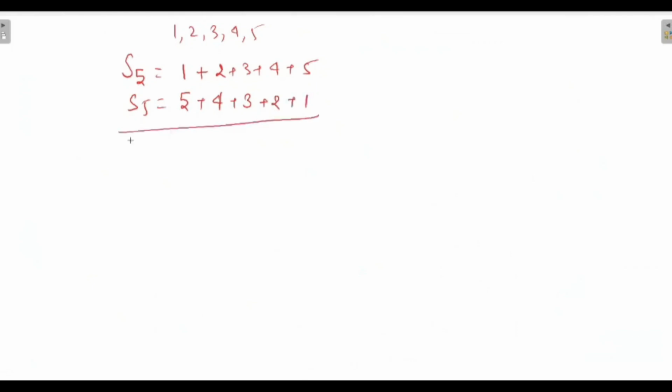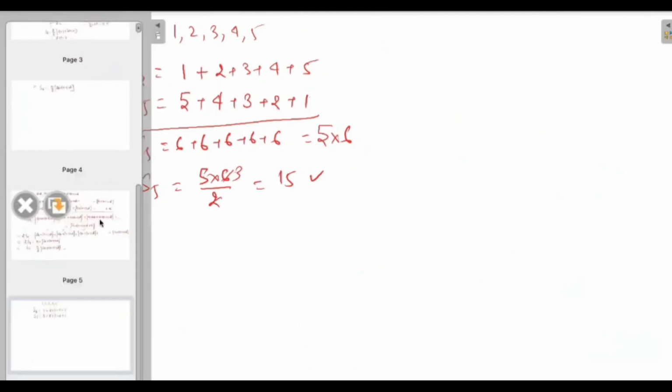Now they are adding the two together. Basically, they are summing it up. So this 5 plus 1 becomes 6. This 4 plus 2 becomes 6. This 3 plus 3 becomes 6. This 2 plus 4 becomes 6. This 1 plus 5 becomes 6. So this can be written as 5 times 6, because there are 5 terms. So 2 S5 is 5 into 6, which means S5 is 5 into 6 by 2, which is 15. So this is the way they are doing it over here.